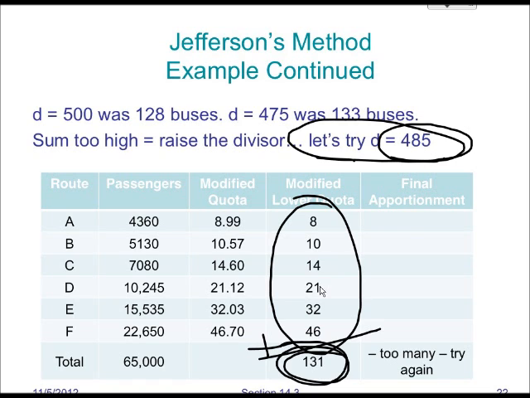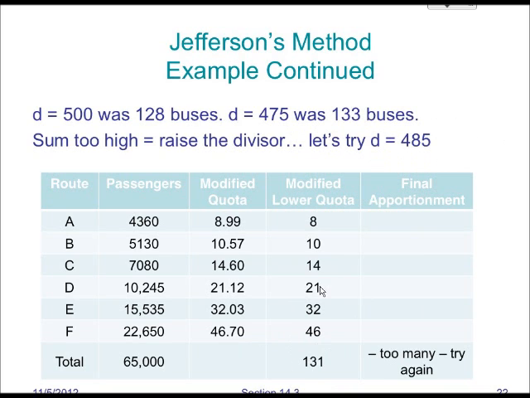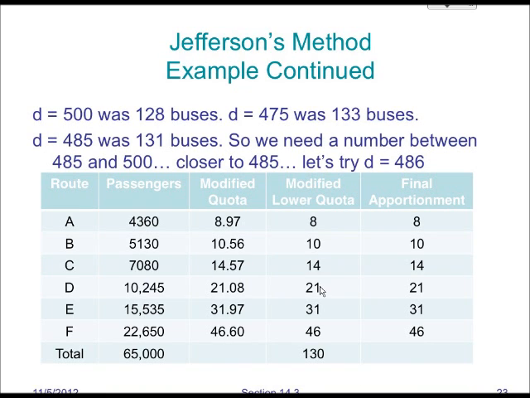So remember, when this number is too big, raise the divisor. Somehow or another, a divisor that we pick has to be between 485 and 500. So we need a bigger number than 485, smaller than 500. So try 486.